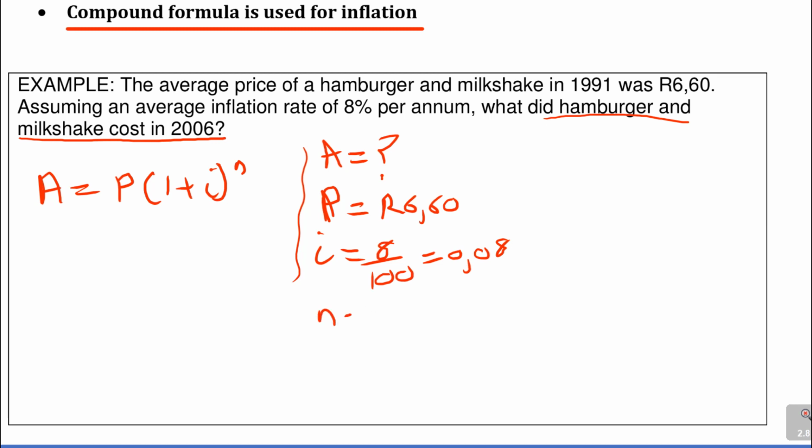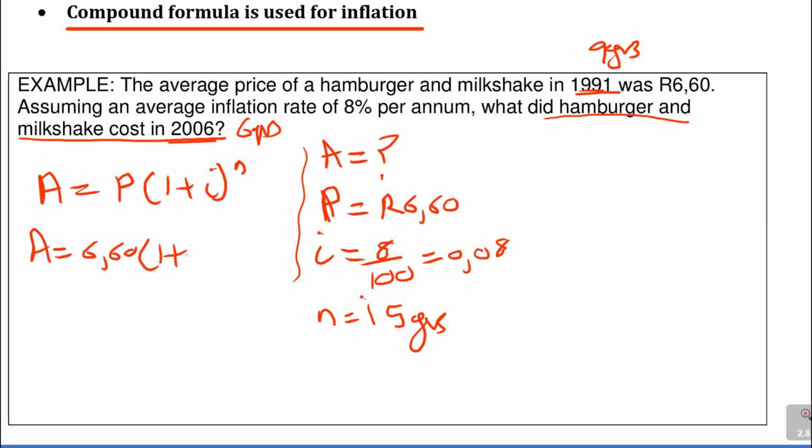And then what is the number of years? 1991 to 2006. So from 1991 to 2000 is 9 years. From 2000 to 2006 it's 6 years. So 6 plus 9 is 15 years. Then after that you've got your A is 6 rand 60 times (1 + 0.08) to the power of 15.